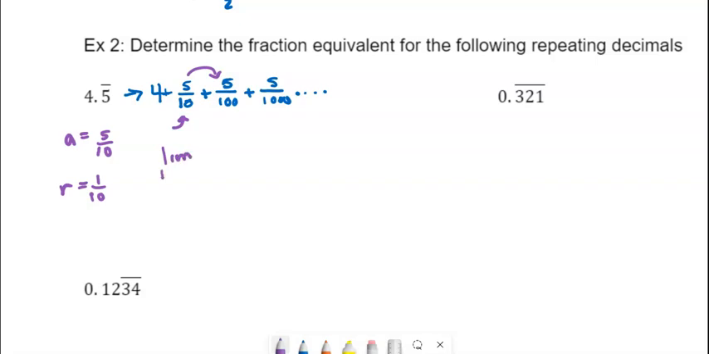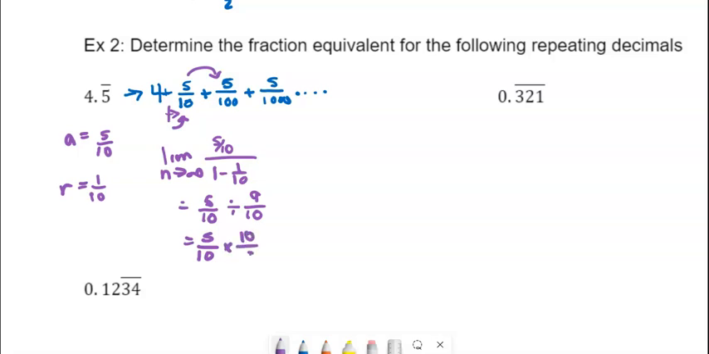So the limit of this section of the series, just this part here, is 5/10 over 1 minus 1/10. So that's 5/10 divided by 9/10, which is 5/10 times 10/9, which is equal to 5/9. And then I want to plug this back into that as well, just because it always was there. So that's 4 5/9.